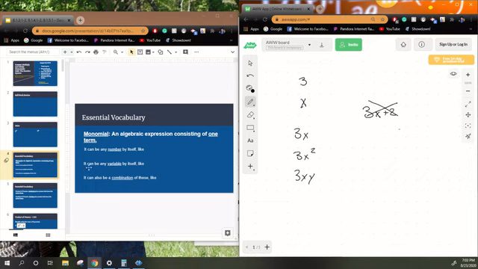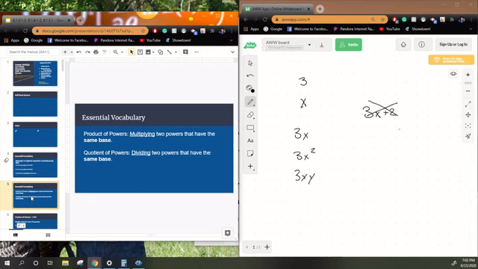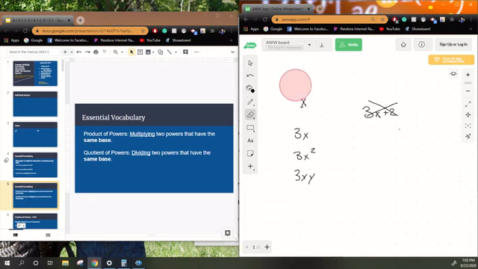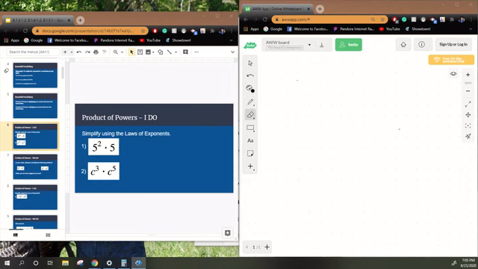Some other essential vocabulary that we're going to get into today is product of powers, where we're multiplying two powers that have the same base, and the quotient of powers, dividing two powers that have the same base. We're going to see this a little bit more, but just remember, if we have something with an exponent, this is our exponent, and this is our base. That is important to remember for today's lesson. Let's go ahead and get into some examples.